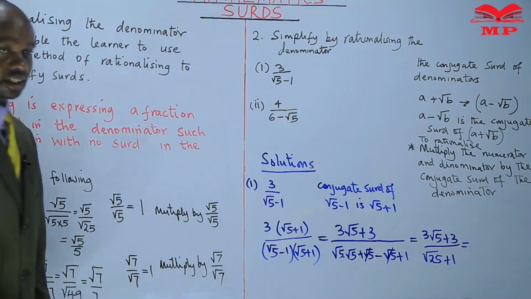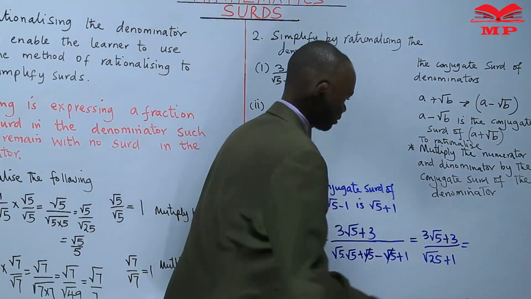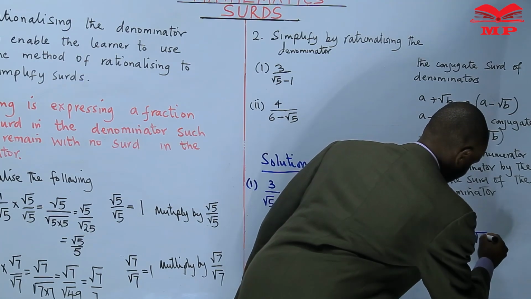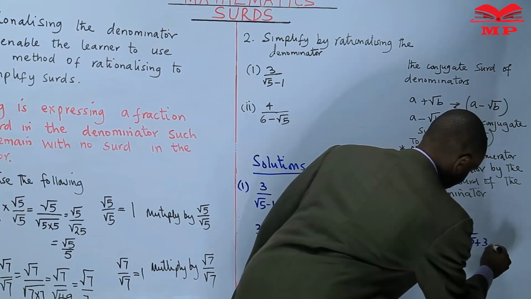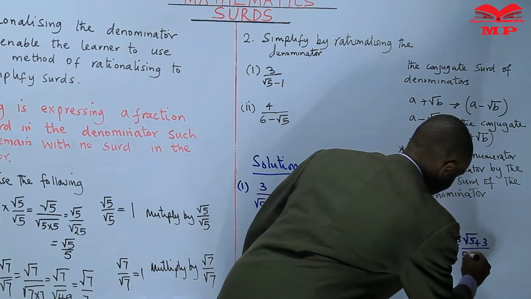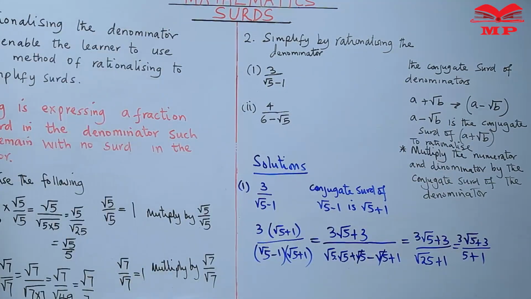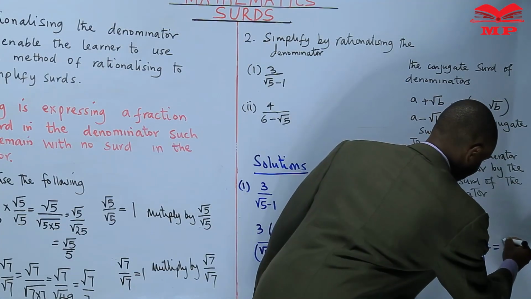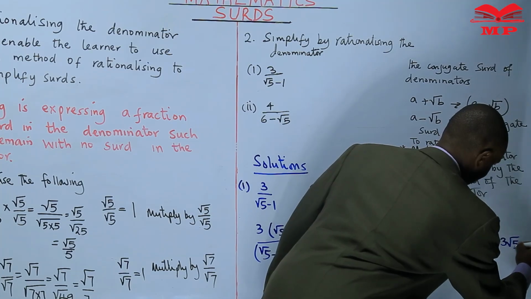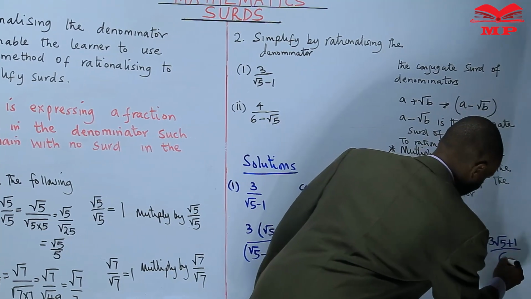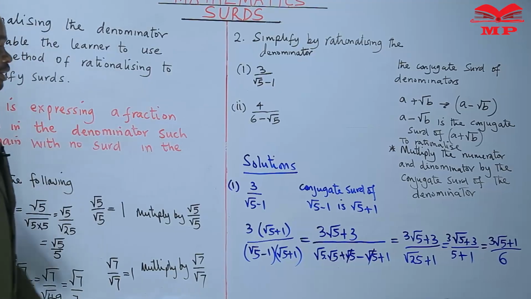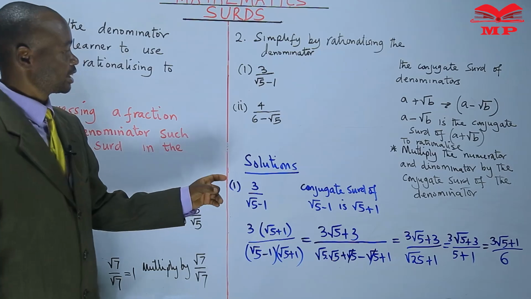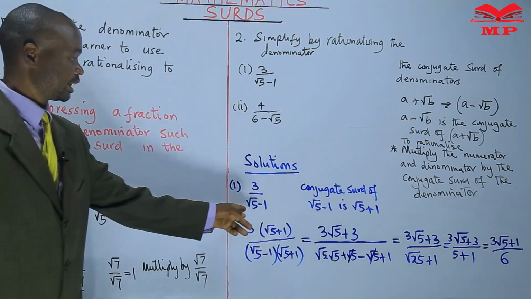So what does that come to? Square root of 25 is 5. So it will be 3 square root of 5 plus 3 over 5 plus 1. It works to 3 square root of 5 plus 1 over 6. That is the simplified form by rationalizing the denominator by multiplying by the conjugate surd of the denominator.